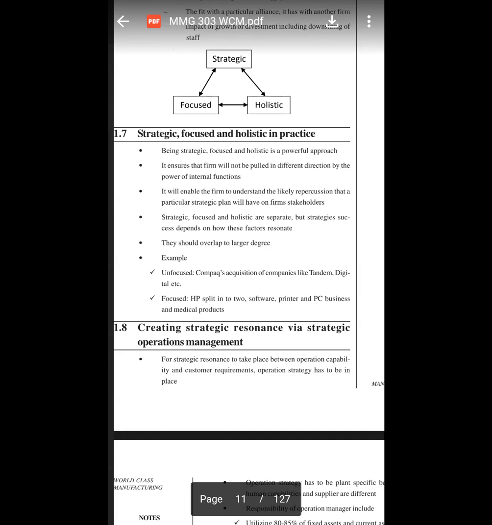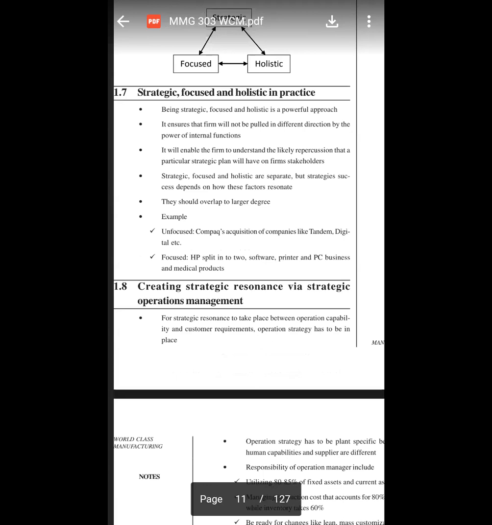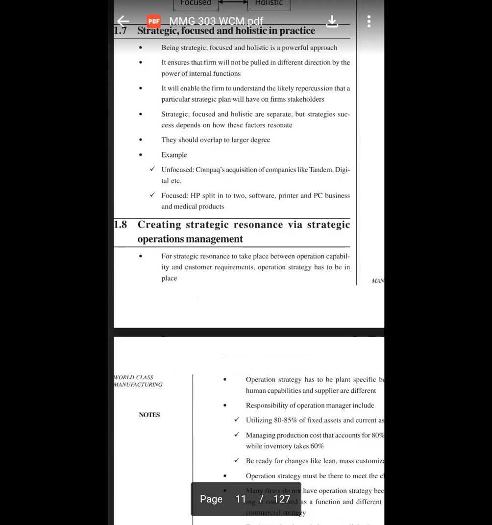Now see, there again they have given the example of HP. HP is split into two: software, printer, and PC business and medical products. Okay, they are having their own equipment such as software, they are having their own equipment such as printers, right? Now, enforced configuration, acquisition of companies like Tandem, Digital, etc., creating a strategic resonance or a strategic operation management.